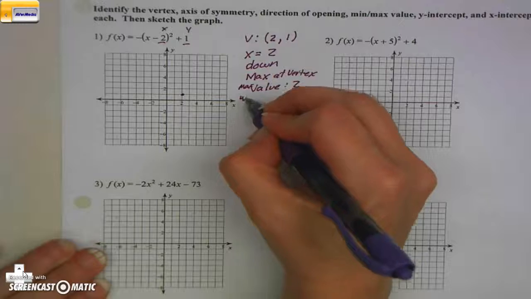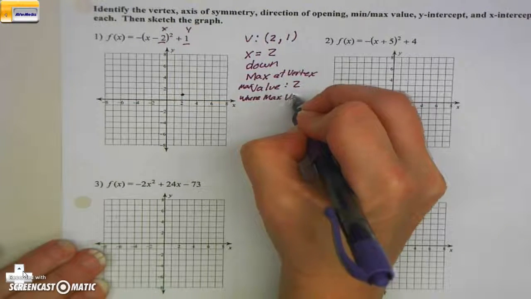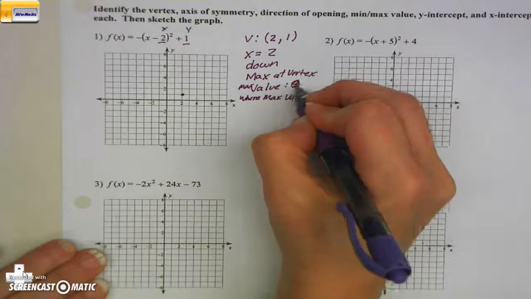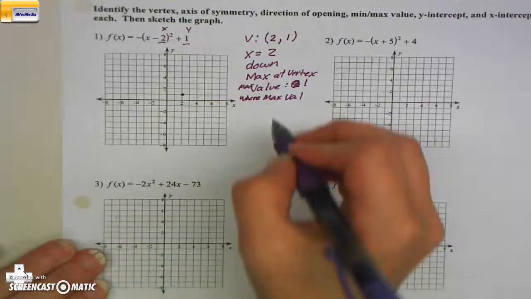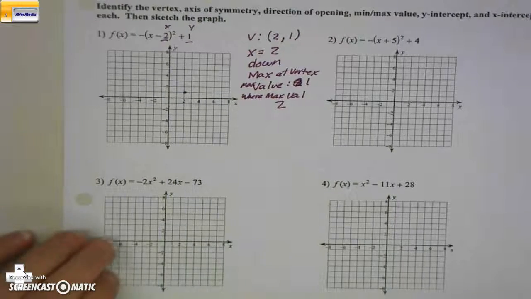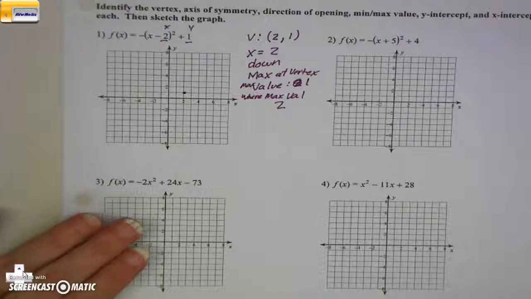So if they say where, nah, my bad. This one should be a 1, right? Yeah. And where it occurs is 2. I got that backwards there. All right. So where it happens is the x value of the vertex, and what that value is, is the y value.